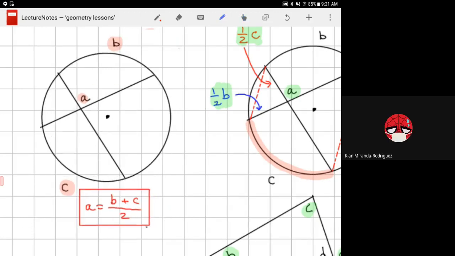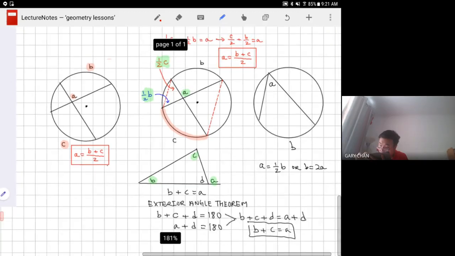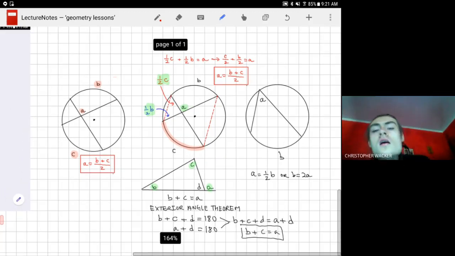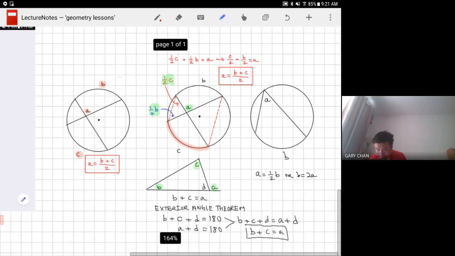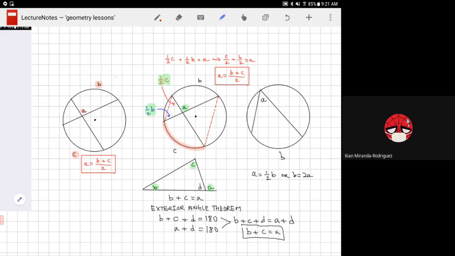Can I see the notes for the bottom, where it's talking about the exterior angle theorem? Sure. Right here. Here is everything again. Everyone got it? Almost. Hang on.